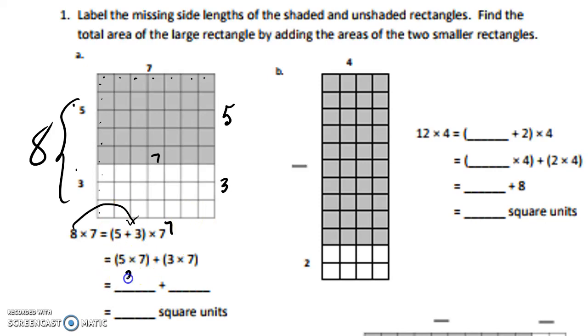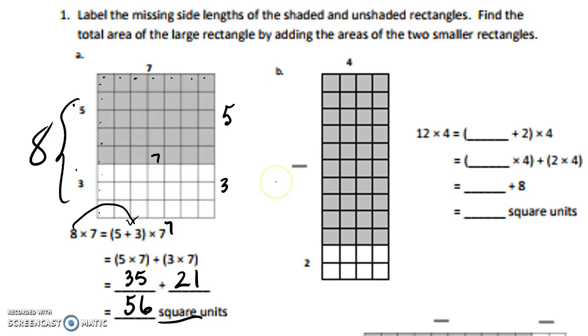5 times 7 is 35. 3 times 7 is 21. So if we add those together, we get 56 square units. Remember, we're talking about area, we have to talk about square units or square inches or square miles. Okay, and that's what we're doing.